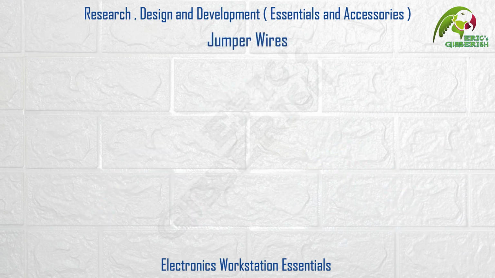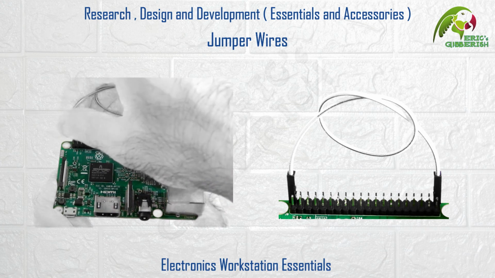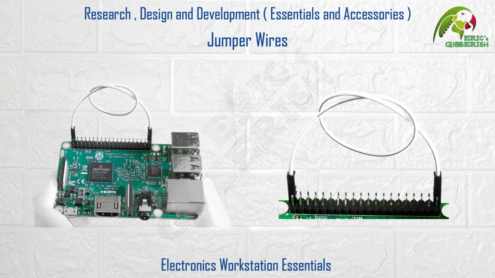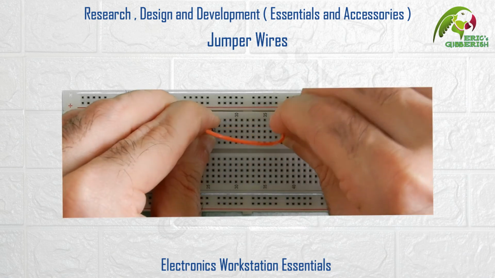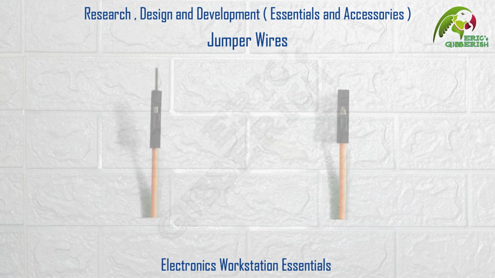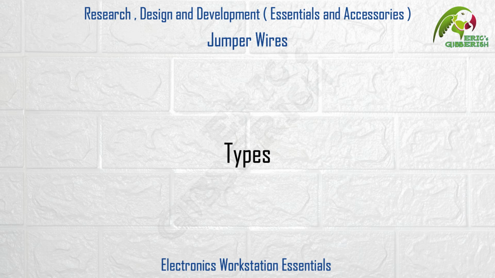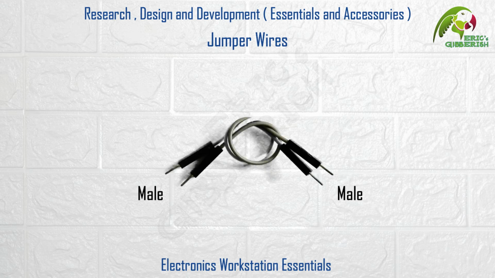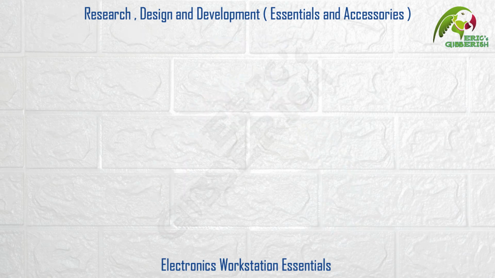Jumper wires. These are a very useful essential to make temporary links or connections in prototypes as well as in finished products. Like the single strand wires, they too can be used on breadboards. The ends of these wires are either pins or males, or sockets or females, making three types of jumper wires available: male to male, female to female, and male to female.